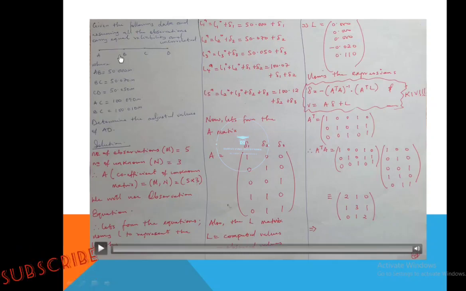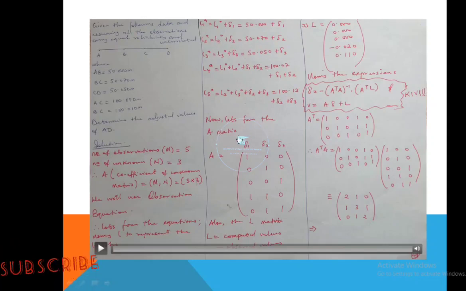Coming to L5, L5 is BD. This is not BC, sorry for this error. It's BD. So since we have BD, that's L2 plus L3. So what's the value for L2? L2 is 50.07 and then L3 is 50.050. So by the time you add both of them together, you get 100.12 plus D2 plus D3. So these are the observation equations. You have been able to form the observation equations, as simple as that.